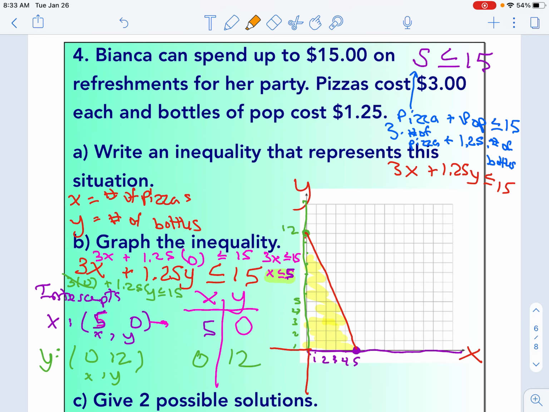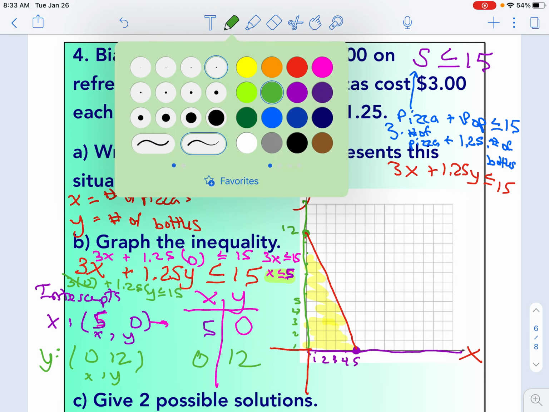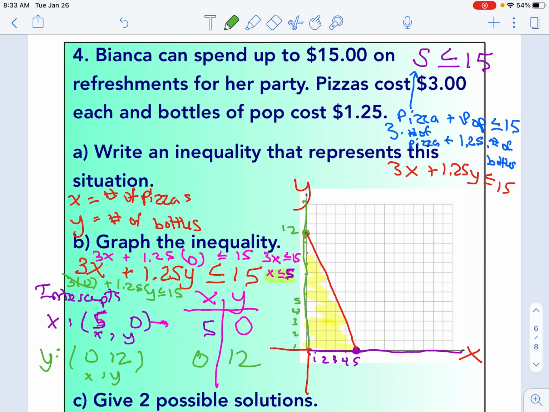So my y right here, oh, I didn't actually fill it in, so let's go back here. When I solved this equation, it became y is less than or equal to 12. So there's where my 12 is. And so here's, I need to graph all the values where y is less than or equal to 12, which are right here. So now there's all my solutions for this inequality.